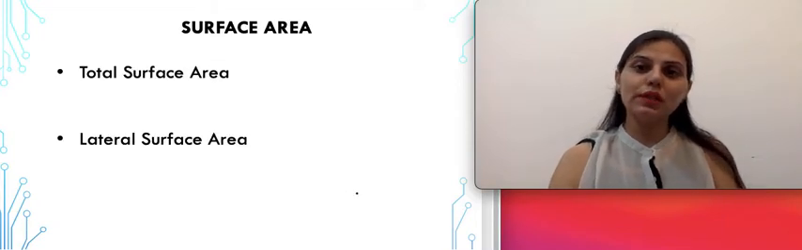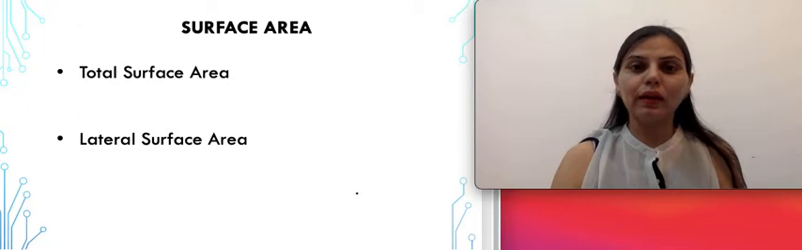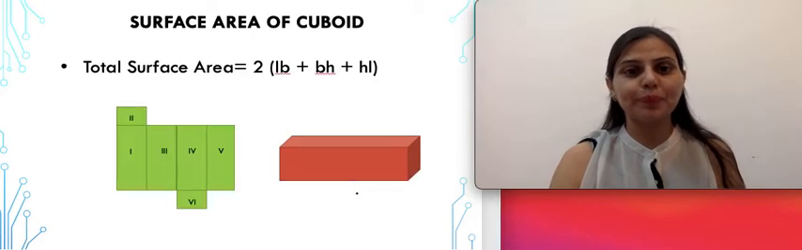Coming on to the surface area, there are two kinds of questions which are based on surface area. One depends on the total surface area and the other depends on the lateral surface area. Before you start solving the questions, it is very important to understand the difference between these two. So one by one, for cuboid, for cube, and for cylinder, we will discuss these three.